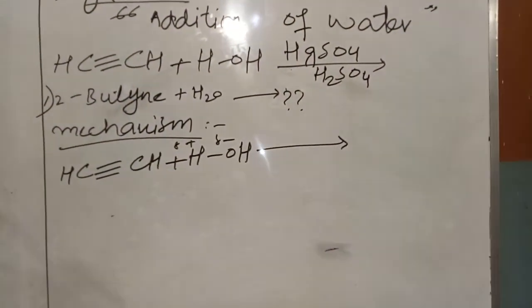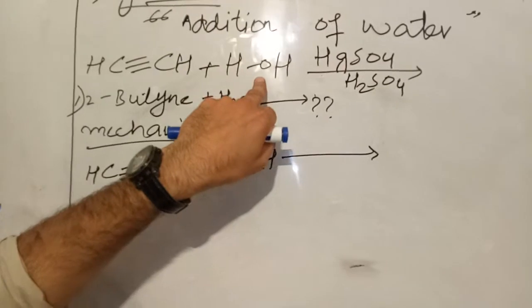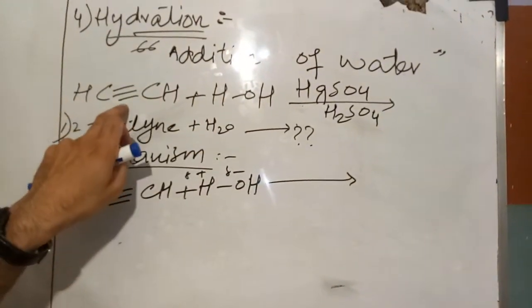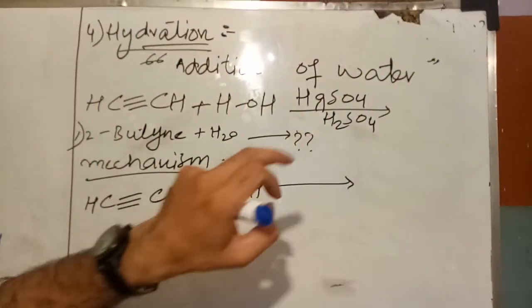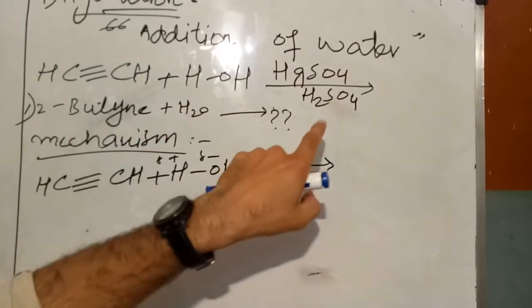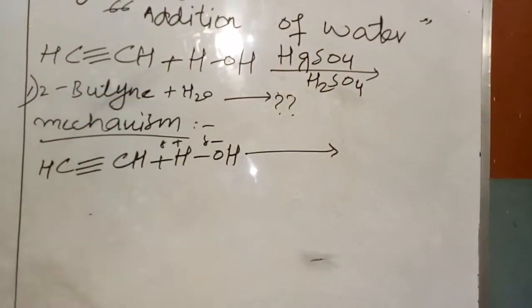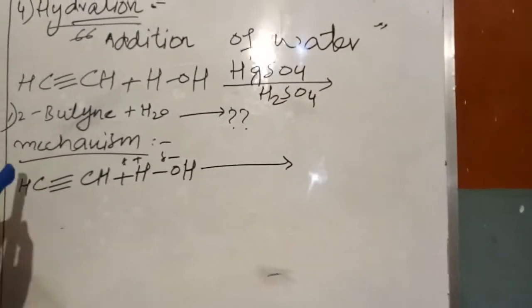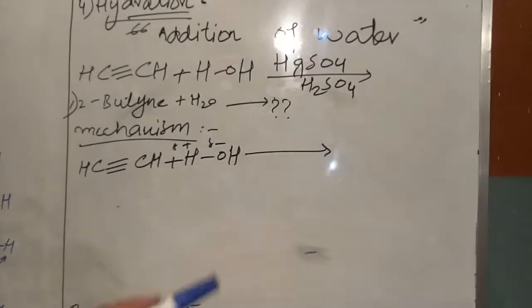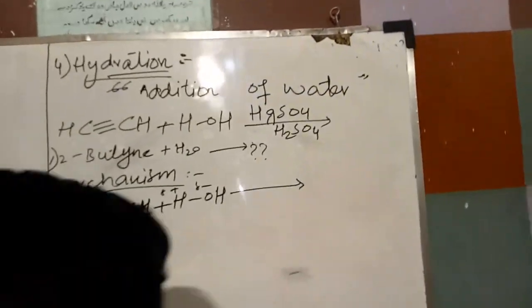As you can see, water is very less reactive. To make it reactive, we first react this alkyne with acid so that this acid makes our alkyne more reactive to react with water. Without this catalyst, this reaction will be difficult. Now here is the mechanism of the reaction. Let's watch carefully how we make the product for this reaction.